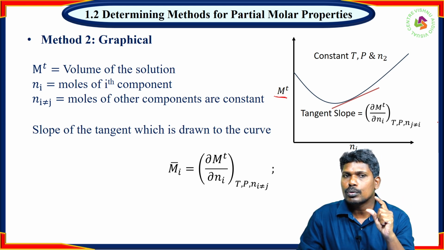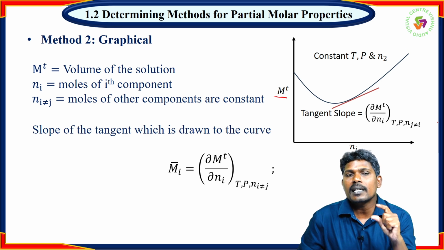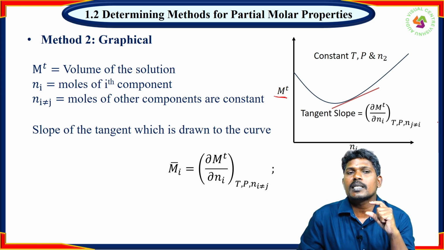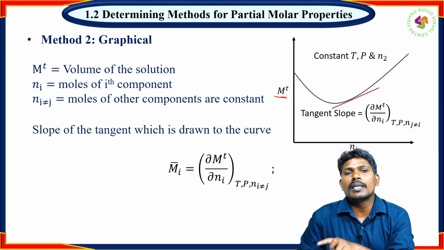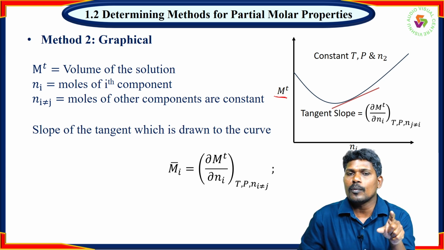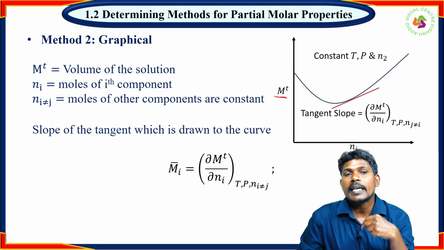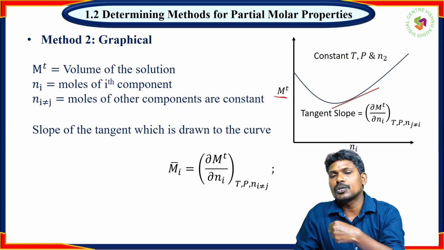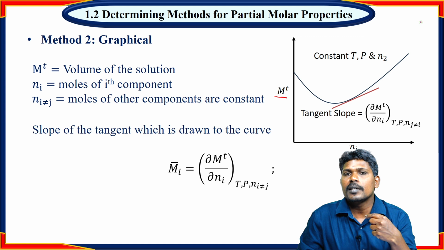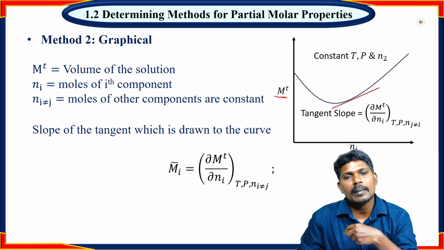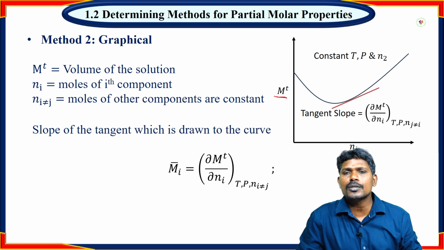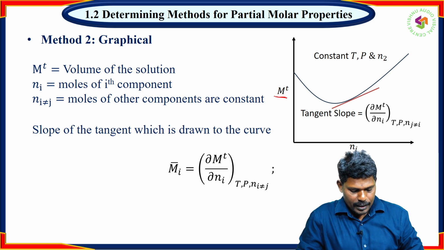So to that tangent, determine the slope. That slope determines the partial molar property of compound 1. In the same way, for the second compound, draw the total molar property on the y-axis and the N2 moles on the x-axis, changing the N2 moles. From the slope, we can determine the partial molar property of the second compound in the mixture. So this is called the graphical method.